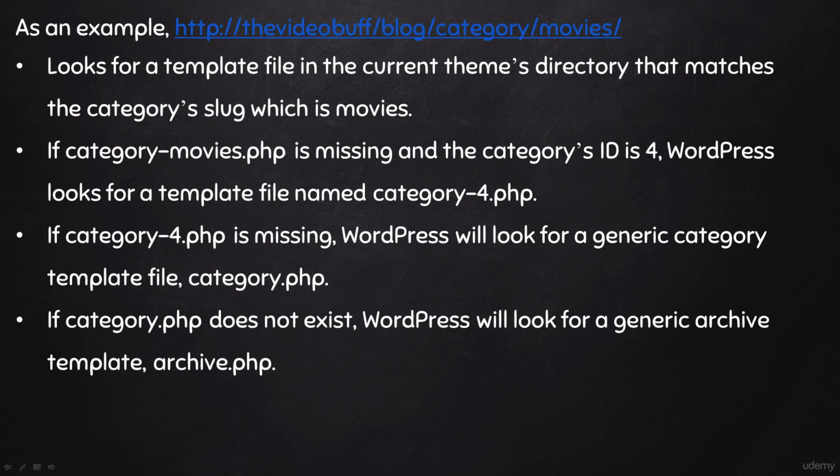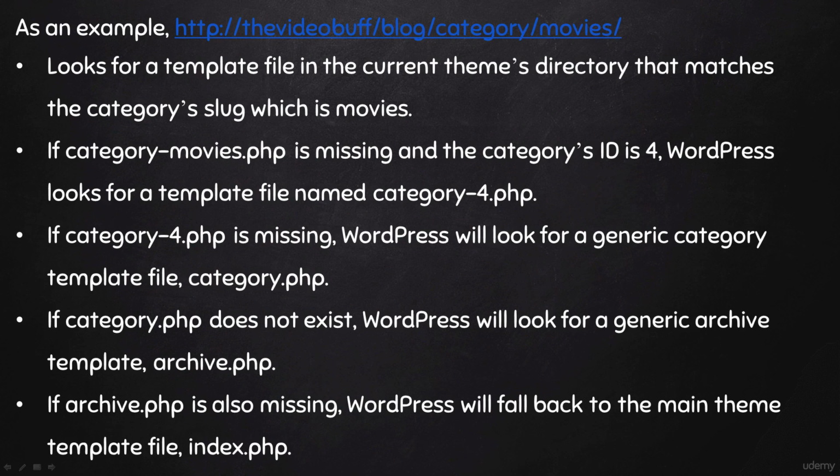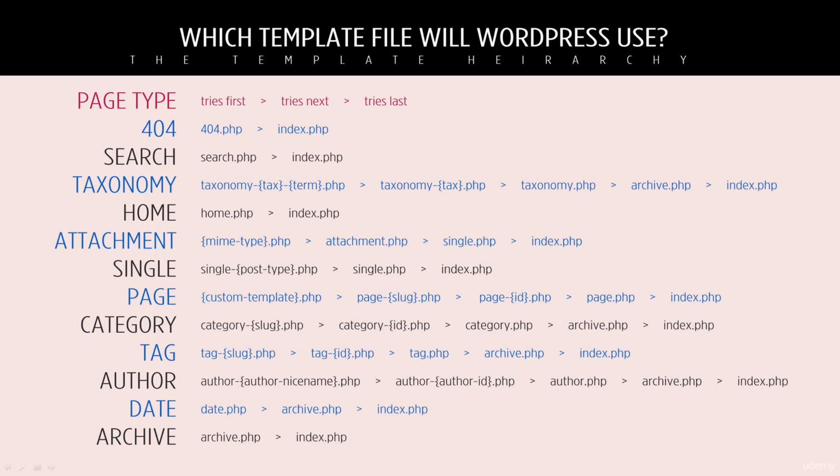If that doesn't exist, it then falls back to the next level, which would be archive.php. And if for some reason archive.php doesn't exist, it will then default to the main theme template file, which is index.php. Every single time WordPress can't find a specific template file to display a certain page, it will always default to the index.php. And now we have here in all of its glory the WordPress template hierarchy.